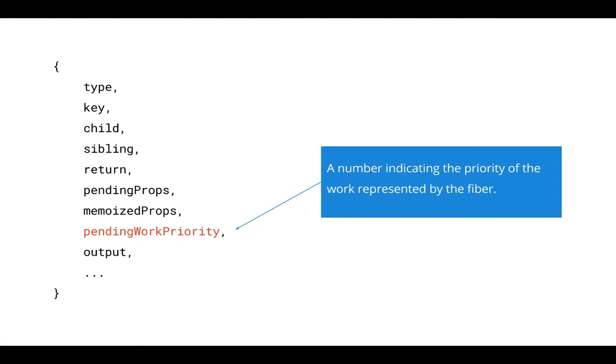1 is reserved for synchronous work. Something like, for example, when you're typing in an input, you want to see the state being updated as soon as possible. You want to get instant feedback. You don't want to have delays while you're typing. 5, for example, is reserved for off-screen work.